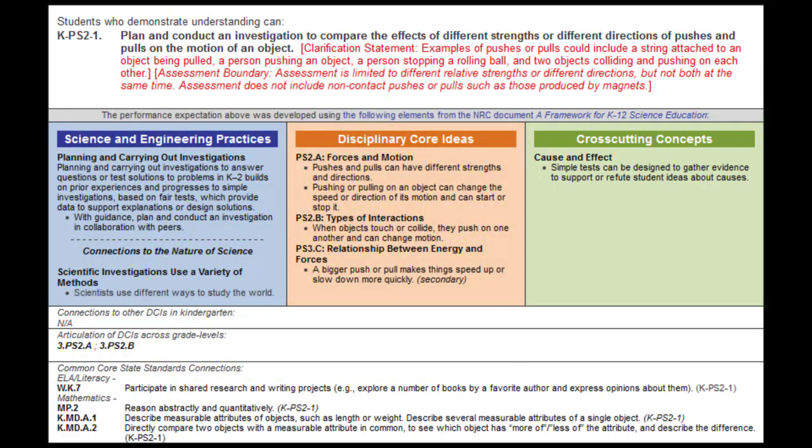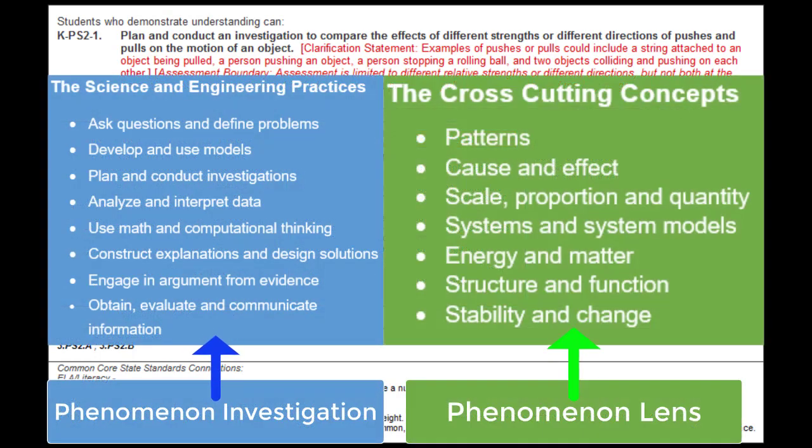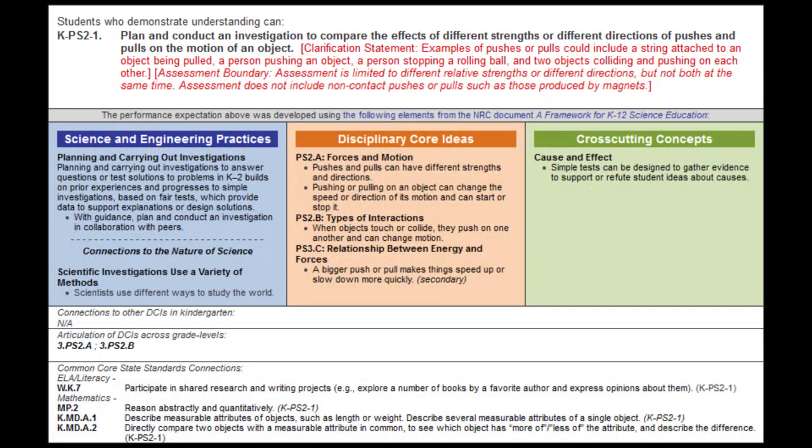With regards to this or any PE, a specific SEP and cross-cutting concept are emphasized, but please realize that all 8 science and engineering practices and 7 cross-cutting concepts are in play and can be utilized to help students with their understanding of the phenomena at hand.